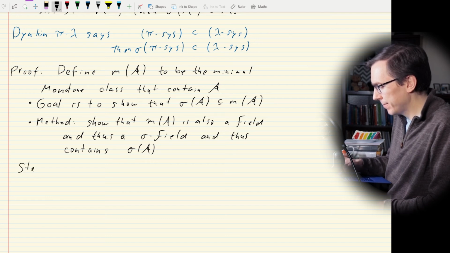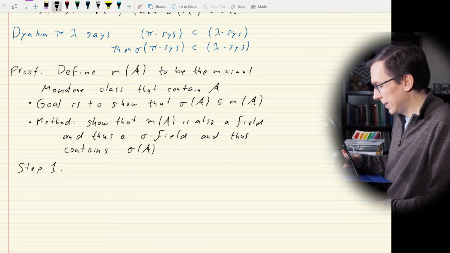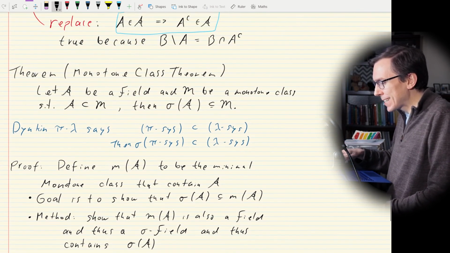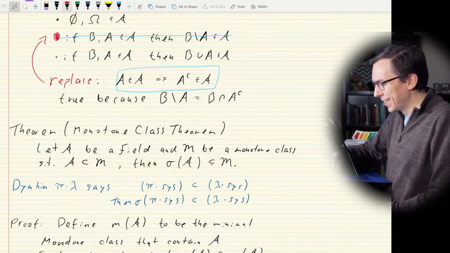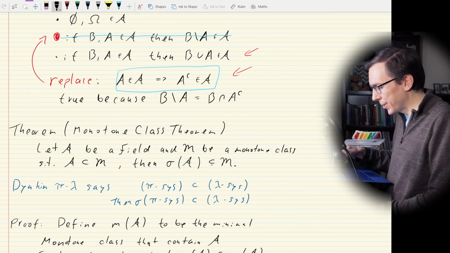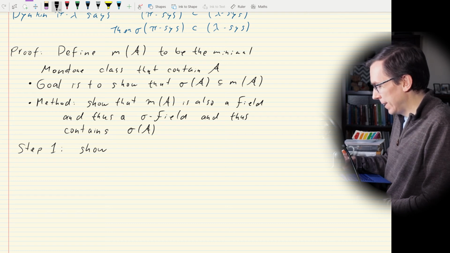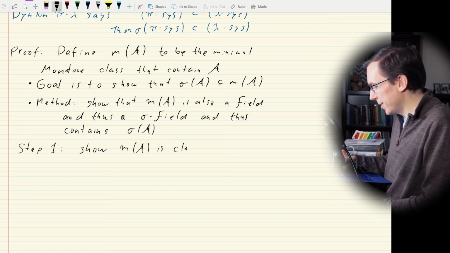Step 1. I guess we're basically going to be doing exactly what we're doing up here. Step 1 is, I guess we need to do complements and we need to do finite unions, because we want to show that this thing is a field. So we want to show that M A is closed under complements.